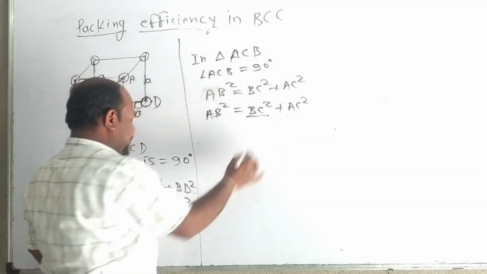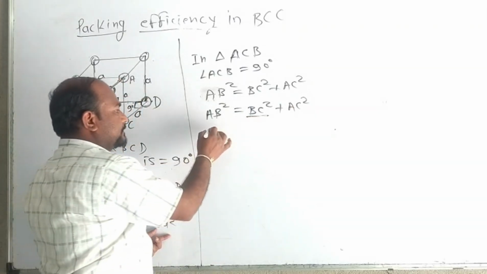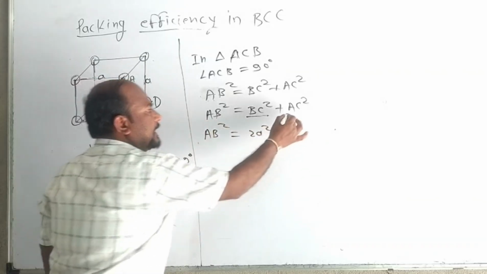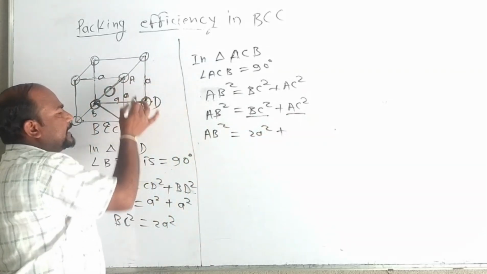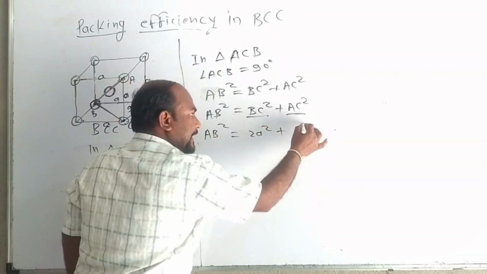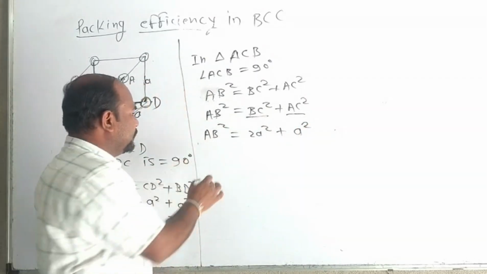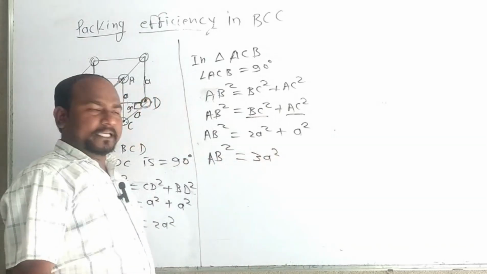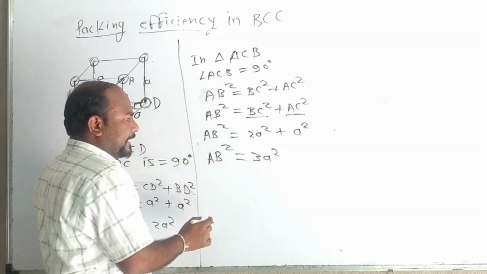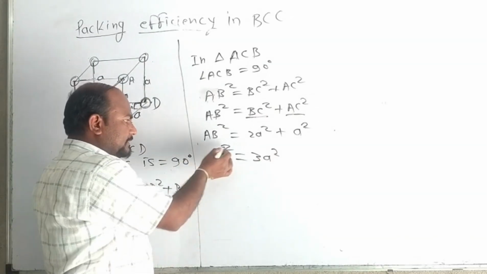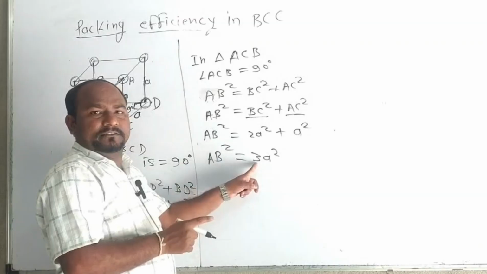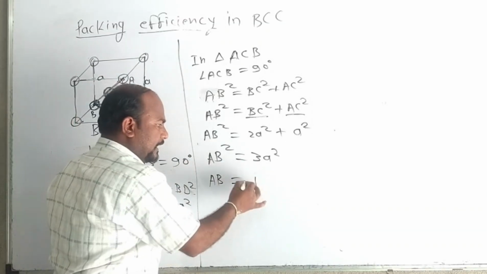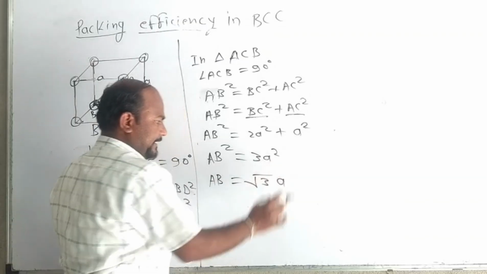Now we know that BC square is nothing but 2a square. So AB square will be 2a square, and again this AC is an edge length, so we have to put here a square. Got it? Now AB square is equal to 3a square. Okay. Now what will happen? If we cancel this square, then we have to take the under root here. So AB is equal to under root 3 into a.